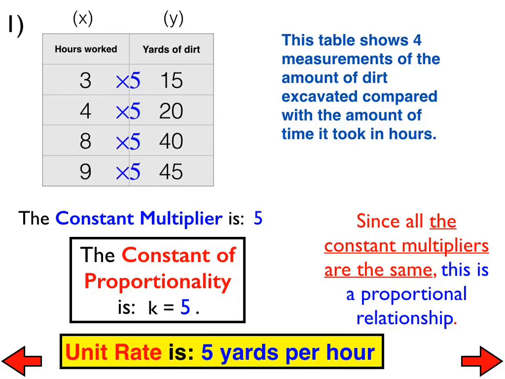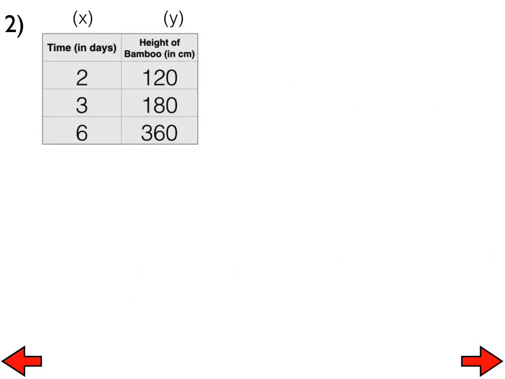Okay? So in your homework, I'm just going to ask for K equals and unit rate equals. Constant multiplier, this is just what we are practicing with. It's not really called that. It's called K equals whatever. Constant of proportionality. Okay?